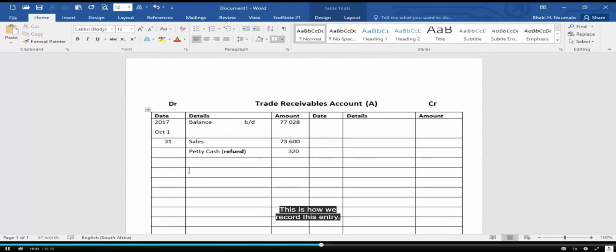I'll explain more if there are also questions on this issue, why we record this entry on the debit side of this account as if we charge them, but they are getting the refund out of petty cash. Because if you complete your double entry system, you'll see petty cash will be credited by trade receivable. Amount is 320. Because in accounting, the double entry system works. That is the rule. All right, let's move out of petty cash.